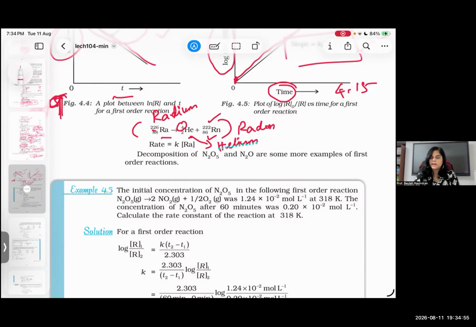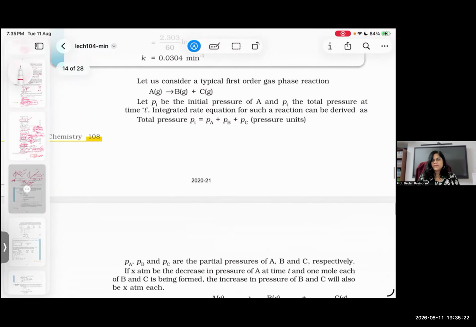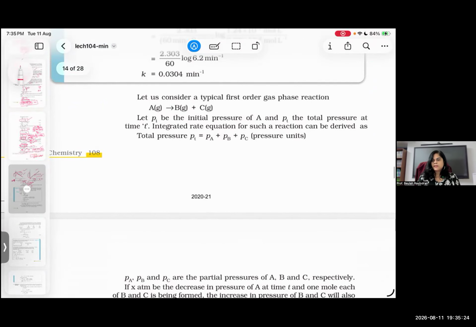So decomposition of N2O5 and N2O are some more examples of first order reaction. You know that, right? Decomposition of N2O5, we saw in that structure, right? Actually, N2O5 and NO2, dinitrogen pentoxide and nitrogen dioxide. The example is given here. So these are all first order reactions. Examples are very easy. You can take down this.